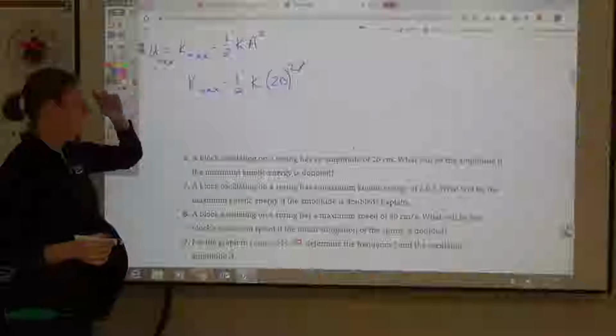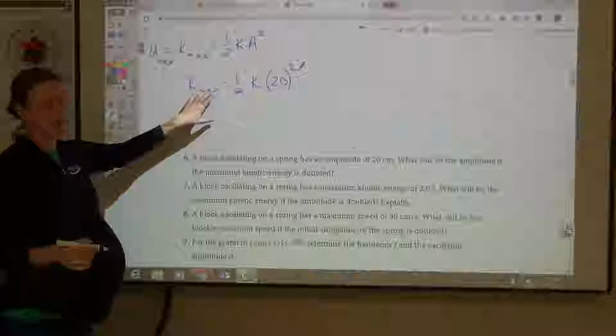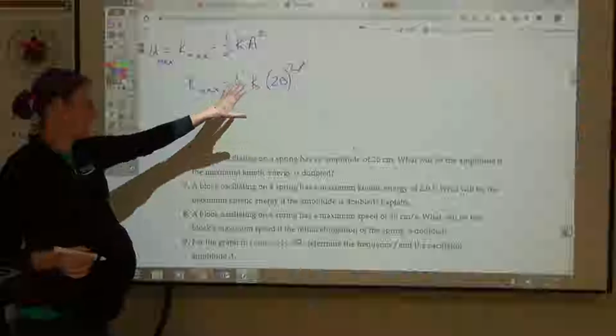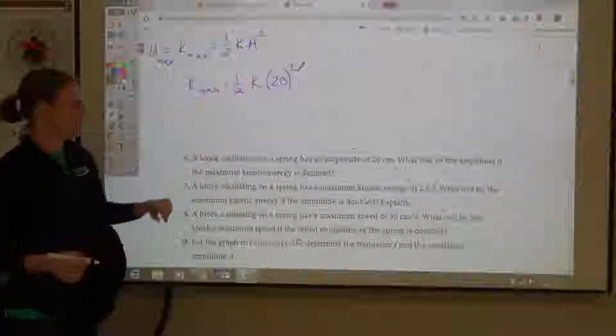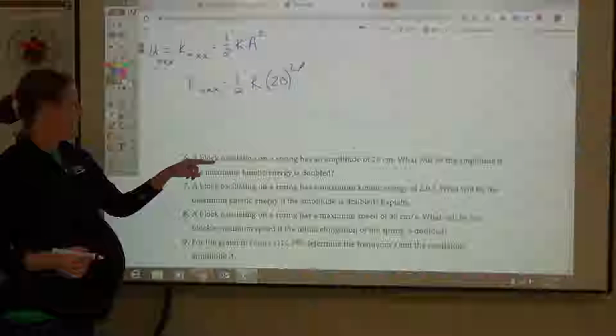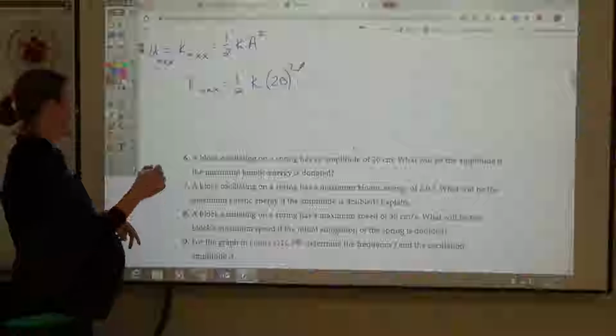I don't know these values. I don't actually know what the kinetic energy is. I don't know what the spring constant is. But I'm still using the same spring, so it'd still be the same spring constant. So what will be the amplitude if the maximum kinetic energy is doubled?